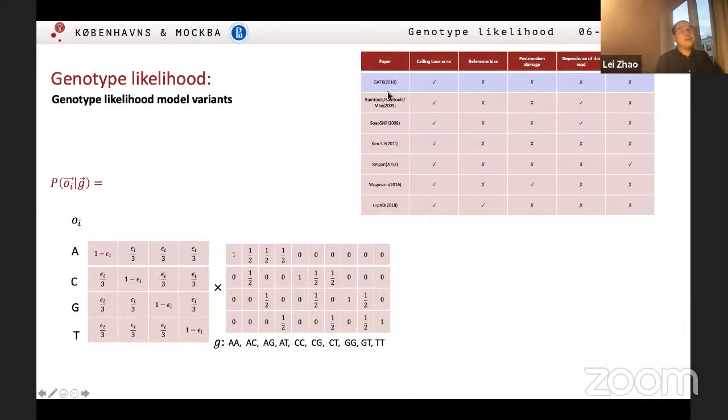So we first talk about our very easy one, the simplest one, which I have already told you. Basically, there's no reference bias, and this is just a single base calling score, and you just use this to calculate a single read genotype likelihood. And if you assume that they are independent of each other, you just multiply together, and you can get the genotype likelihood of a specific site.